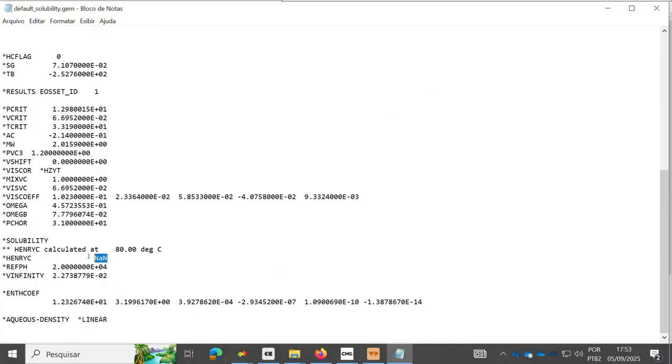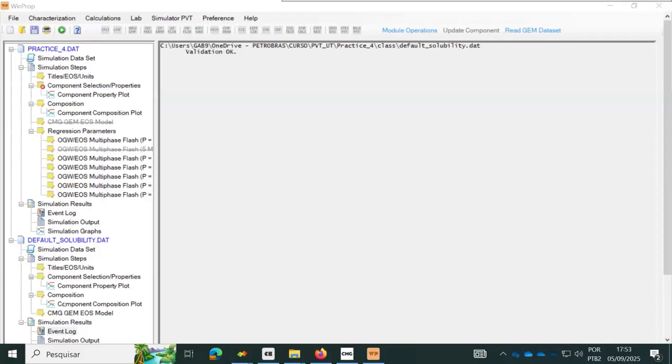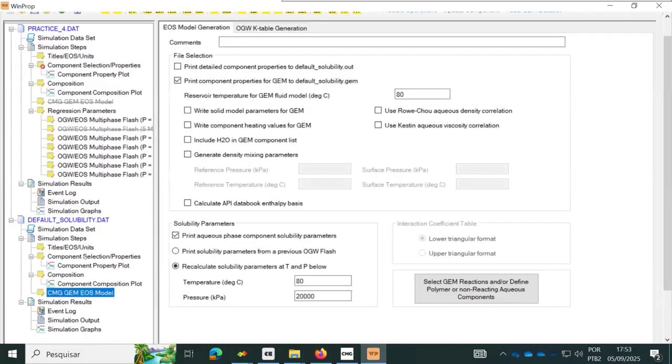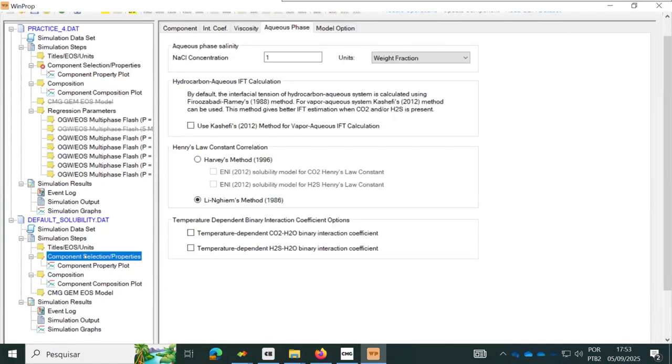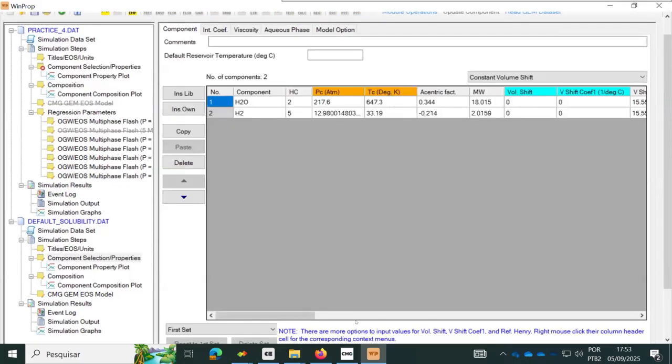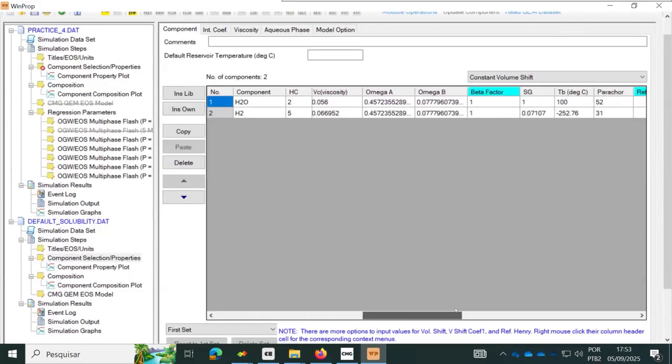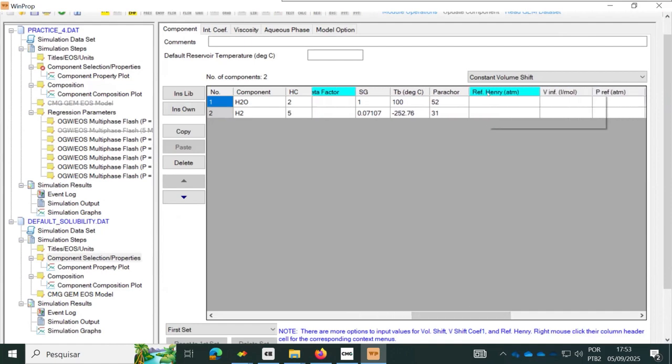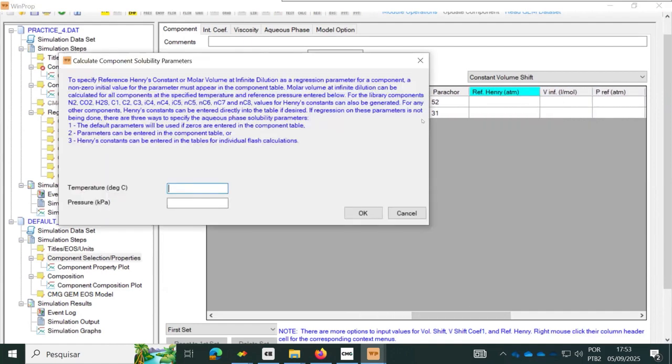Oh, there is not calculated, not computed. What's going on? Let me see. I think it's the weight fraction is 1. Oh, I forgot to do something. I forgot to set here. I need to calculate the aqueous component. I need to put 80 and 200.